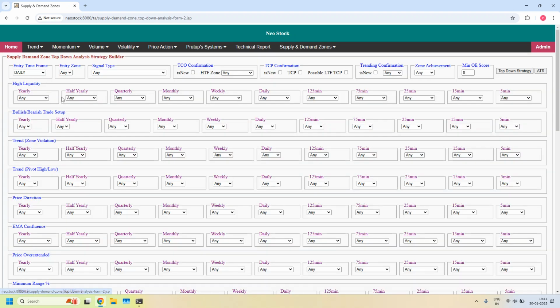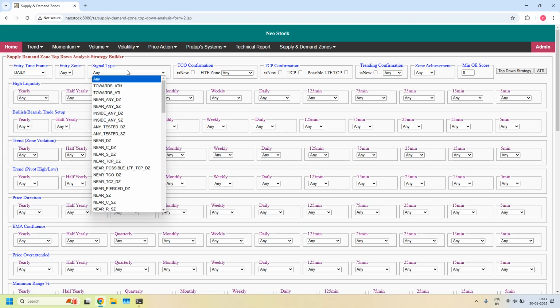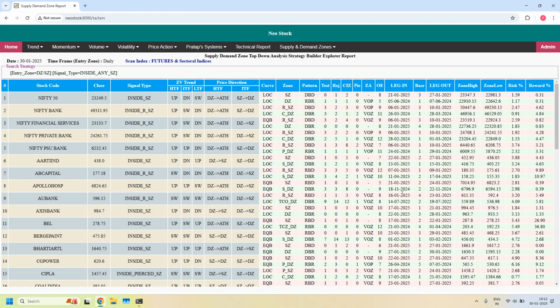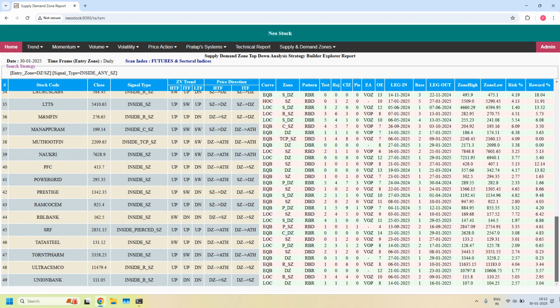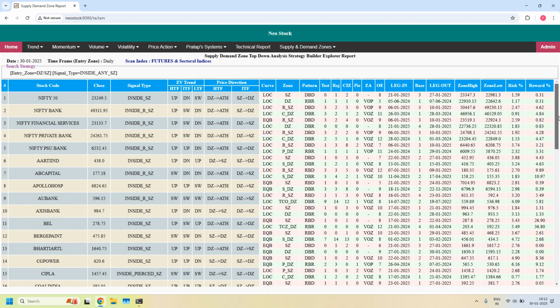Next, for daily time frame, price closed inside the daily supply zone. We got 49 stocks. First 15 stocks in the list. NIFTY is also there: NIFTY, NIFTY Bank, NIFTY Financial Services, that is FinNIFTY. All 3 are closed inside the daily supply zone.